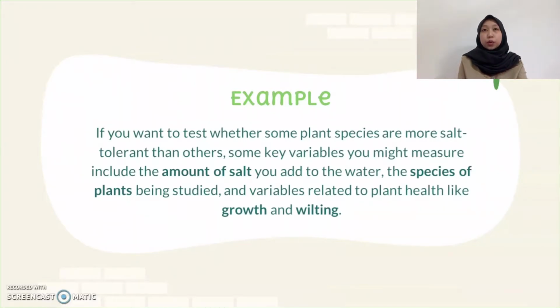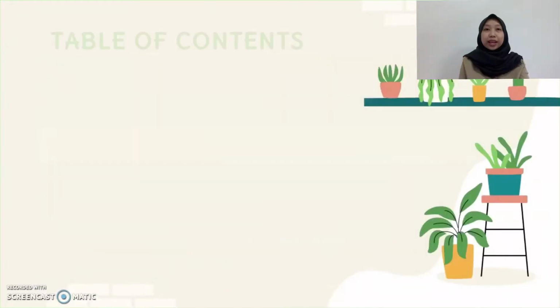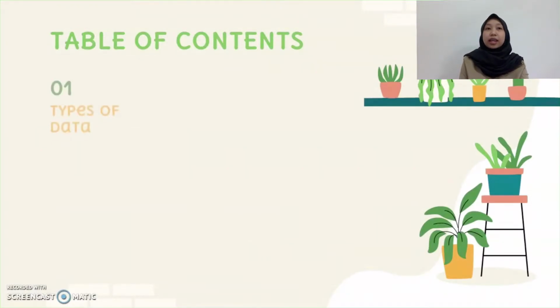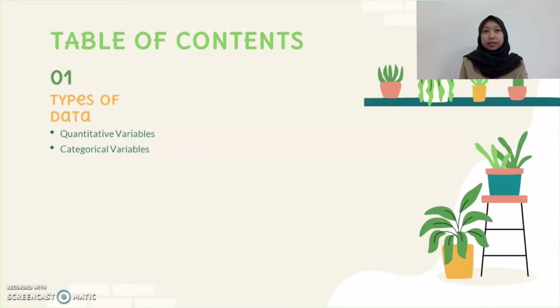You need to know which types of variables you are working with in order to choose appropriate statistical tests and interpret the results of your study. So, in this presentation, there are three contents that we will discuss. The first one is types of data. It contains quantitative variables and categorical variables.